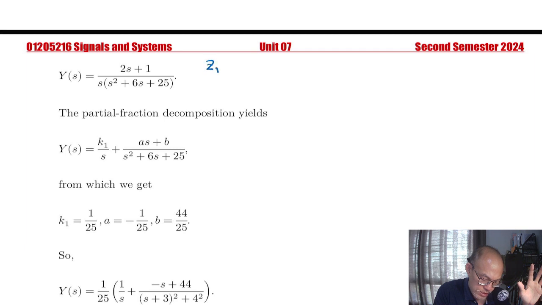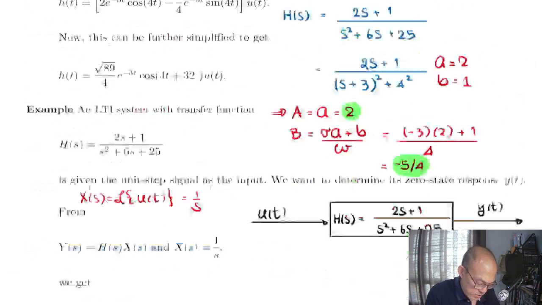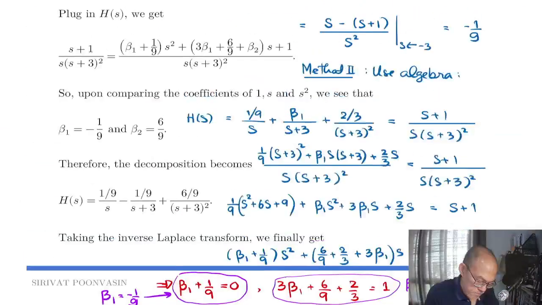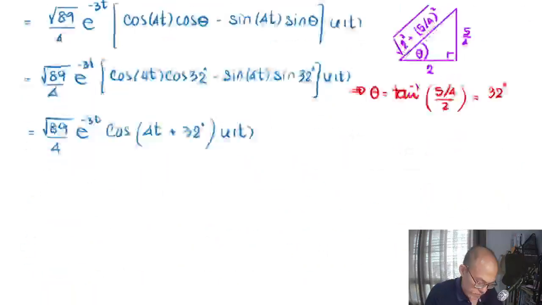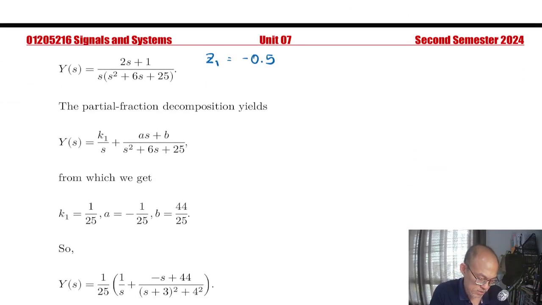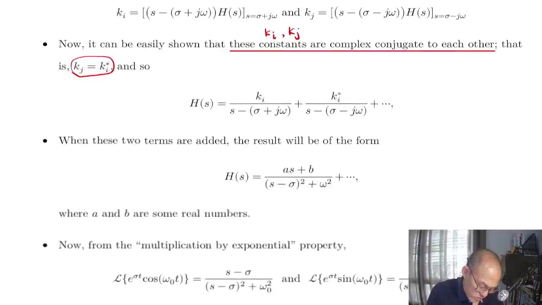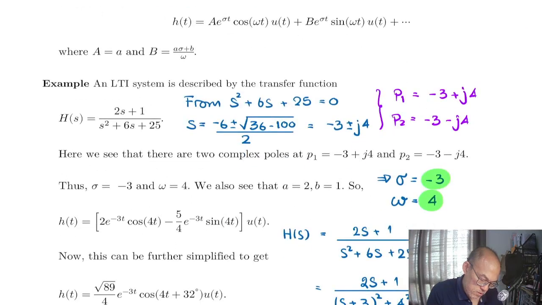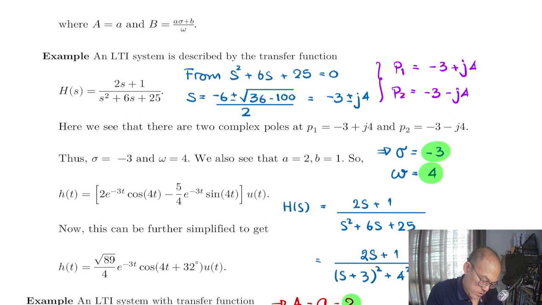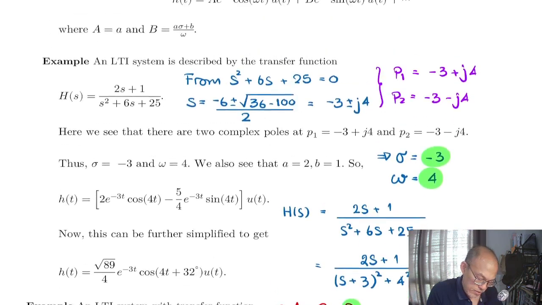And you see here, there is a zero, which is minus 0.5. Actually, sorry. Yeah, minus 0.5. Different one. The zero is minus 0.5 here.